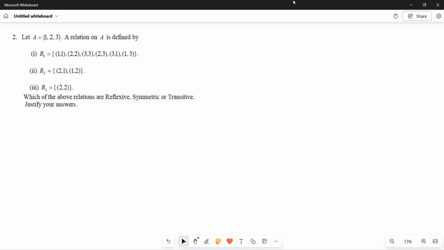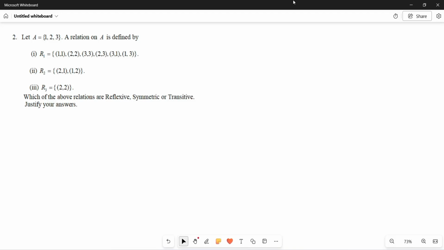And when considering transitive, it means if a comma b is available and b comma c is available, then a comma c is also available. According to that, here 1 1, 2 2, 3 3 are satisfied, but 2 comma 3 is available and 3 comma 1 is available, therefore 2 comma 1 also should be available, but 2 comma 1 is not available, therefore we can't say that it is transitive.